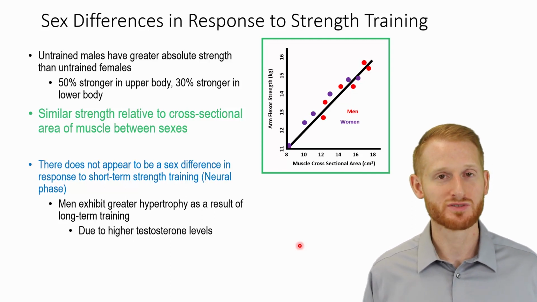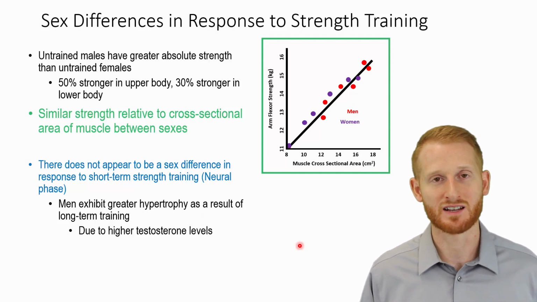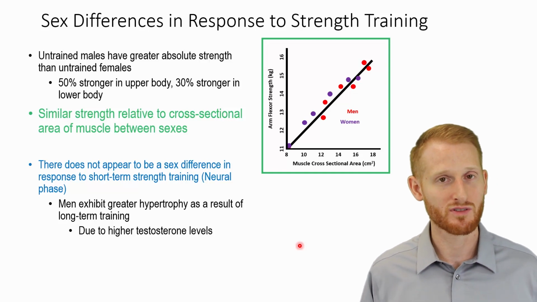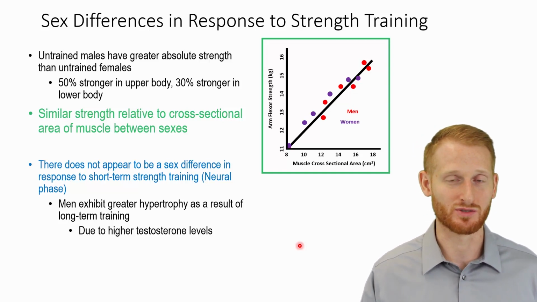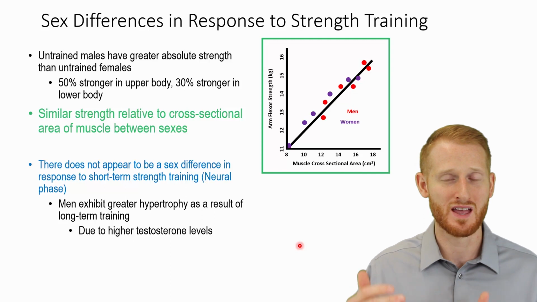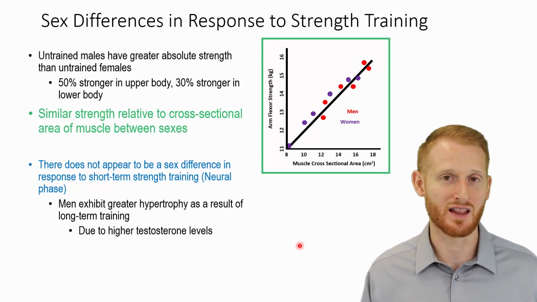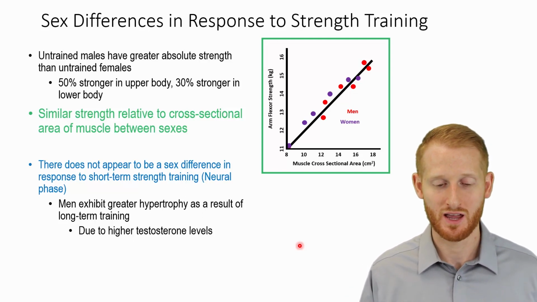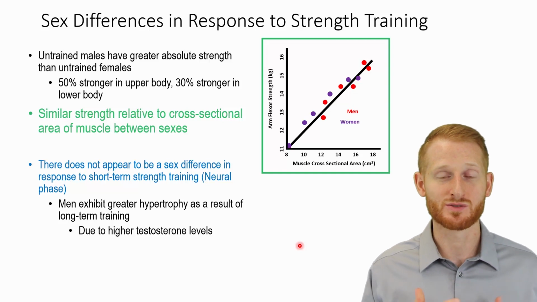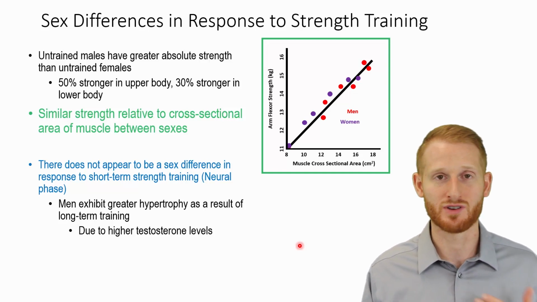So most men tend to be a little bit more physically active than women. Women are improving their physical activity and have been over several decades, but they still haven't quite gotten to be as active in their daily lives as what most men are. And because of this, there's a big difference between untrained men and untrained women.